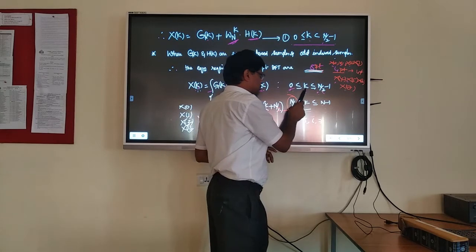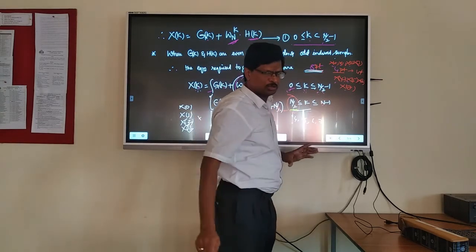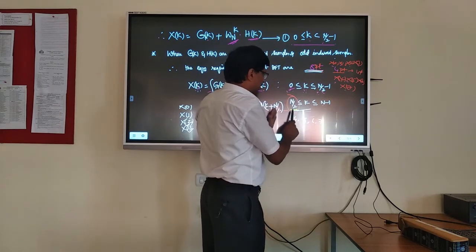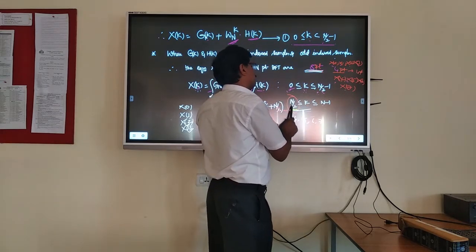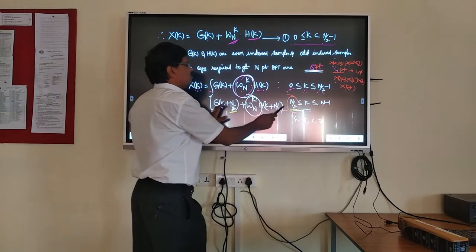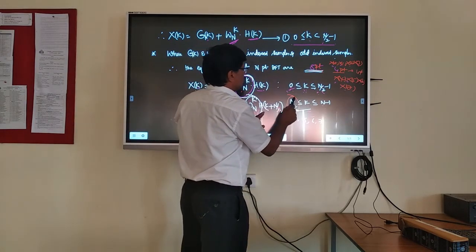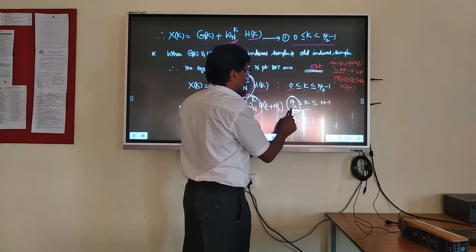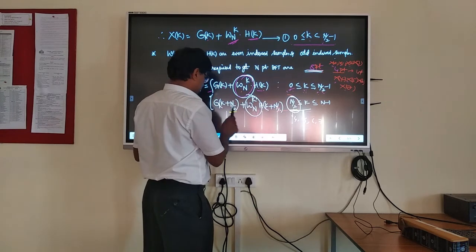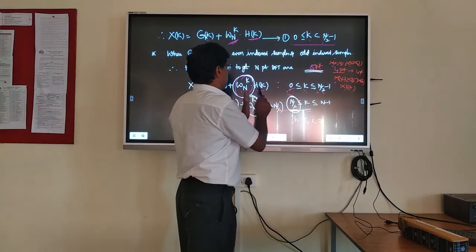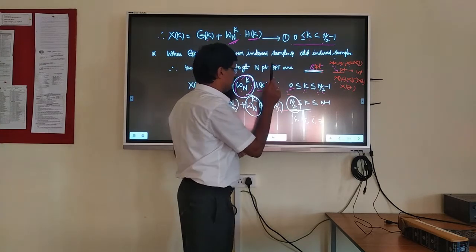Where k ranges from 0 to N/2 minus 1, these are the N/2-point DFTs. Now, for k ranging from N/2 to N minus 1, X of k is written as G of k. Just one change: this N/2 is there. For example, N is 8, so N/2 is 4. That N/2 right here: just add G of k plus N/2 plus omega N to the power k into H of k plus N/2. This N/2, right.